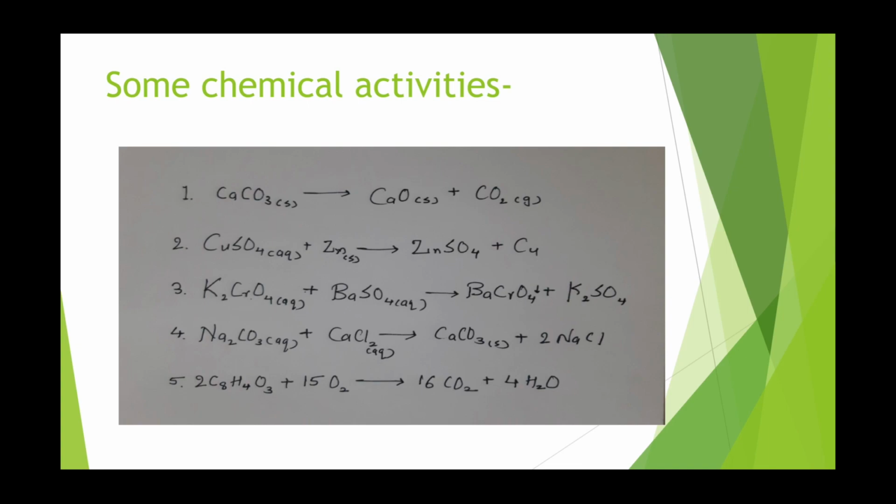Now, the reaction between sodium carbonate and calcium chloride. Here, in this reaction, calcium carbonate and sodium chloride are formed. We can observe a white precipitate here. The reaction is represented as Na2CO3 aqueous plus CaCl2 aqueous gives CaCO3 plus 2NaCl.